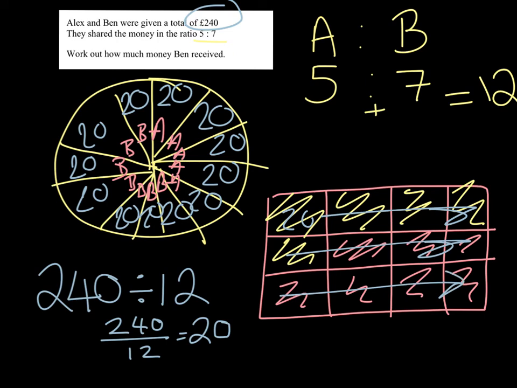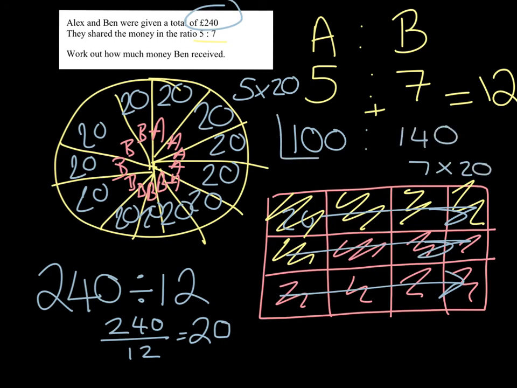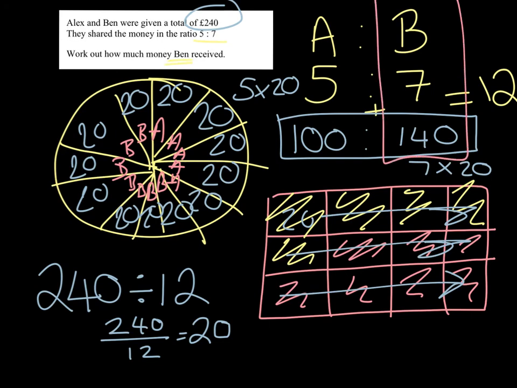You'd have 5 lots of 20, so 5 times 20 for the one person, which is Alex. 5 times 20 is 100. So Alex gets 100, whereas 7 times 20 is going to be for Ben, and that's going to give you 140. Same trick, just double check right at the end that you've made no silly mistakes. So 100 plus 140 is definitely 240. So that's how much they both get, but the question, read it, work out how much money Ben received. Ben is that one, so Ben got 140. So it is all about reading the question and making sure you've answered it.